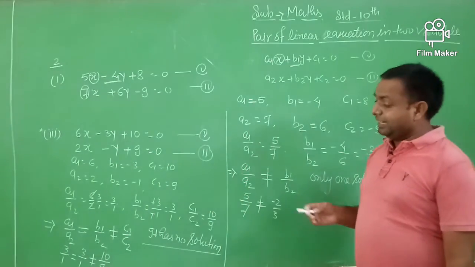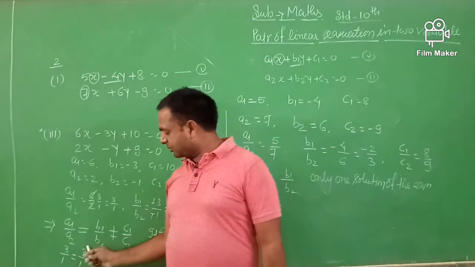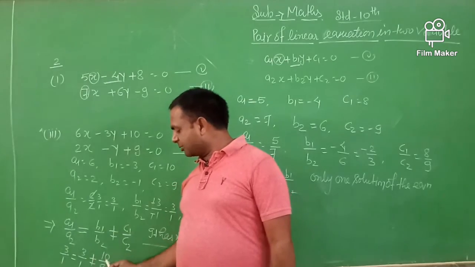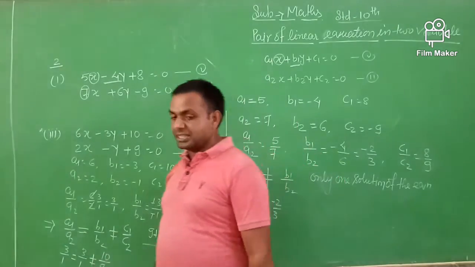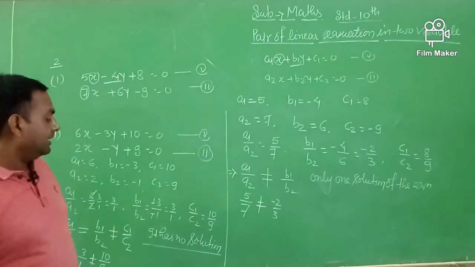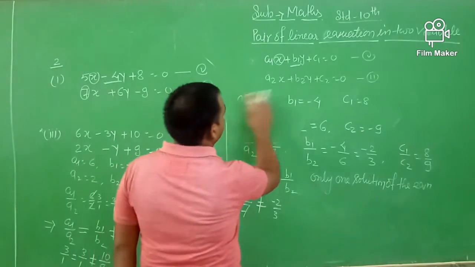Okay. Here you see, if the condition is changed and a1 by a2 is equal to b1 by b2 and it is equal to c1 by c2, in that situation lines are coincident to each other. It means it has many solutions. Okay, so I think all of you apply this method and you can solve various types of questions applying this method. And we are going for the next questions.